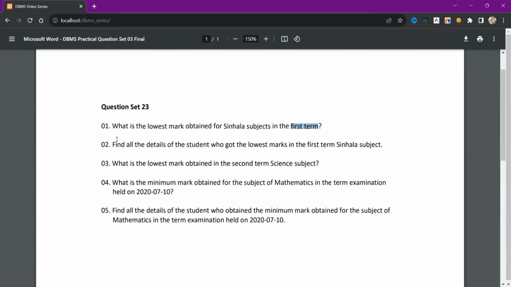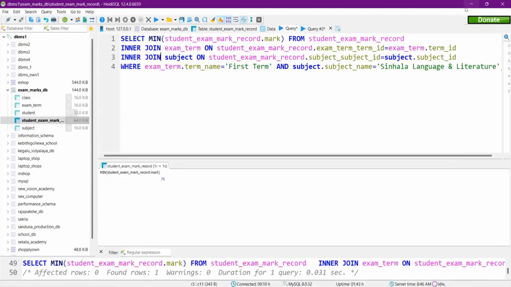So let's move on to the second question. Find all the details of the student who got the lowest marks in the first term Sinhala subject. In the first question we found the lowest mark, and in the second question they have asked us to find all the details of the particular student who got that lowest mark. So I'm going to write the query for the second question as well.